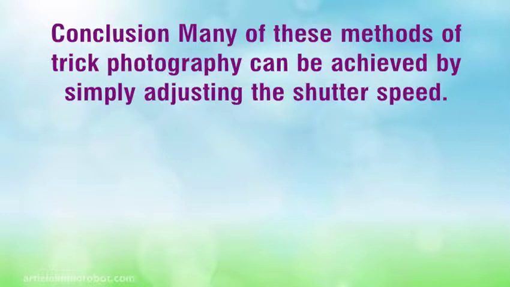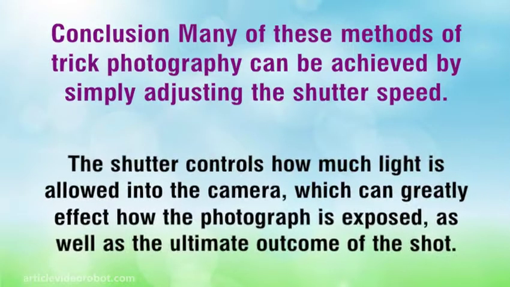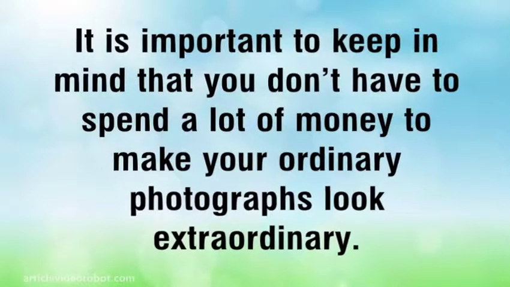Conclusion: many of these methods of trick photography can be achieved by simply adjusting the shutter speed. The shutter controls how much light is allowed into the camera, which can greatly affect how the photograph is exposed, as well as the ultimate outcome of the shot. It is important to keep in mind that you don't have to spend a lot of money to make your ordinary photographs look extraordinary.